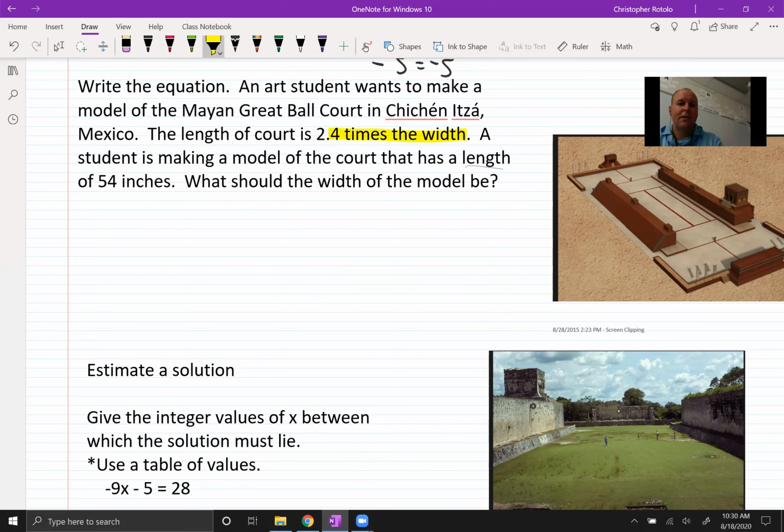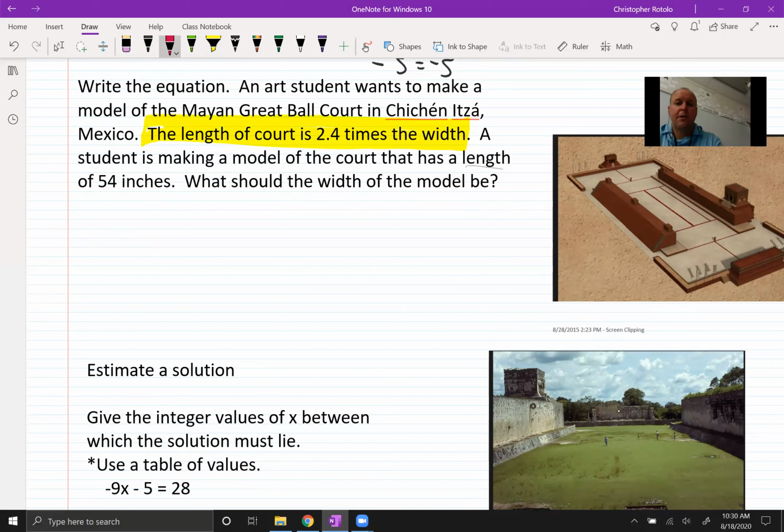Okay, so this is called a comparison sentence. This is the most important thing in here, okay? Doesn't matter if you want to head to Mexico and check it out. If you want to Google this, do have a couple pictures on the side. It is kind of neat. But we're looking for this comparison sentence.